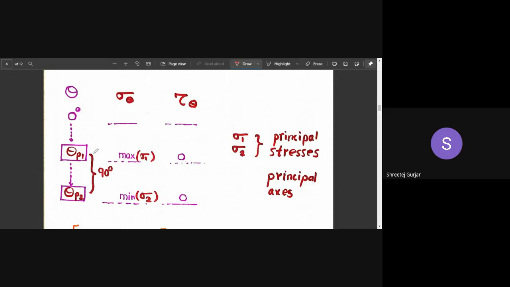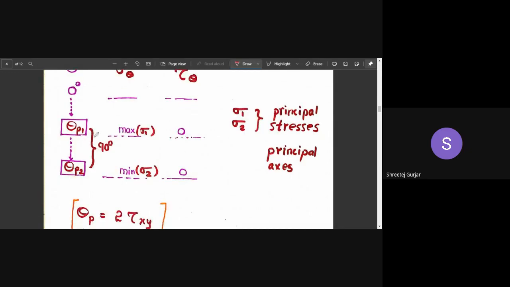We go on rotating continually, we continue our process, and we will find that at a certain degree of rotation, the shear stress again is zero.